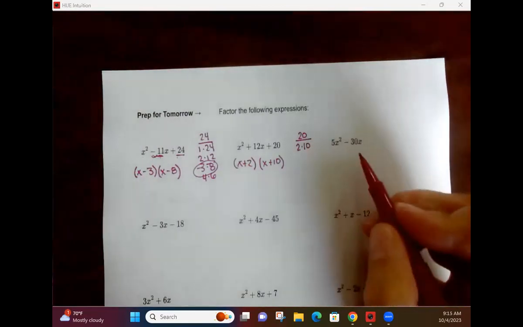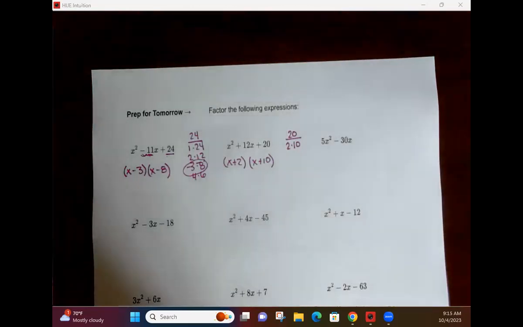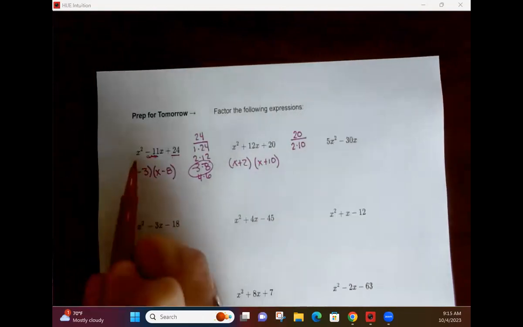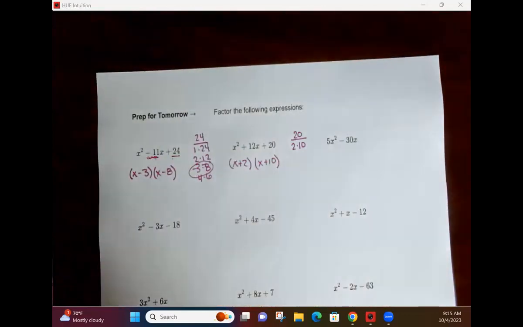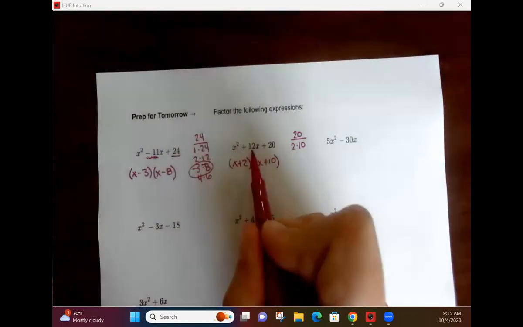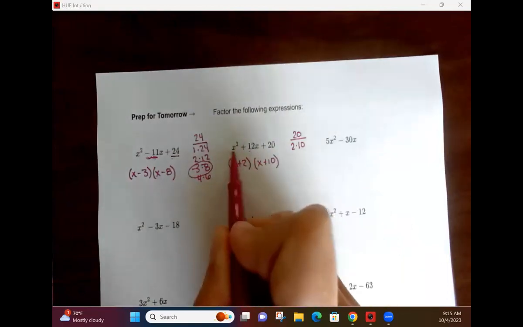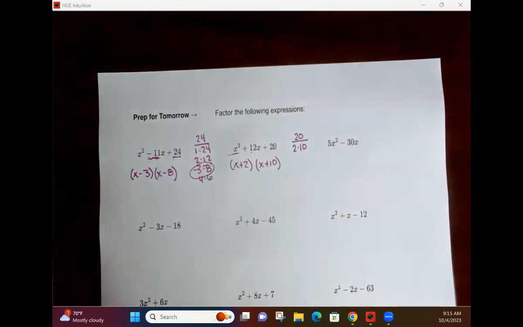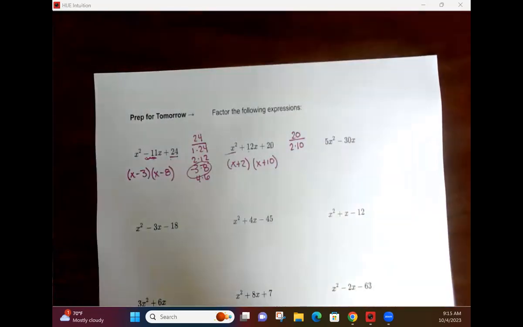My last one in this row is a binomial. It only has 2 terms. Remember, we said a minute ago that my first step is always to look for a GCF. I did not have a GCF for the first or second problem. There was nothing I could divide all of those terms by. In my second problem, 12 and 20 do have a common factor of 4, but my lead term does not. So I can't divide 4 out of everything because it's not a common factor for every term in the expression. My third problem, though, does have a GCF.